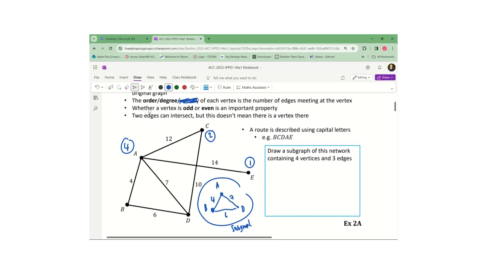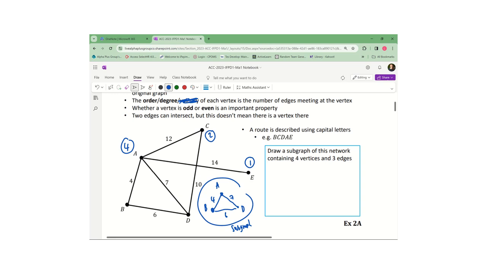Whether a vertex is odd or even is an important property. You can see that A and C have an even order, so an even number of arcs going into them. This means that they are even. Whereas E, for example, has an order of 1, which is an odd number. So E is an odd vertex. That will become important in the next chapter, not the chapter we're looking at this week. It's good to know. It says 2 edges can intersect, but this doesn't mean there's a vertex there. So here we've got some lines crossing, but there's no vertex in the middle. They're just paths that cross. So no vertex there.